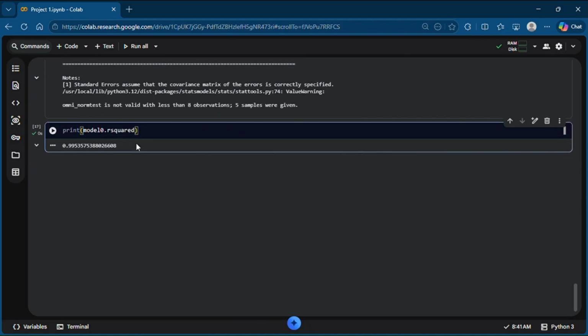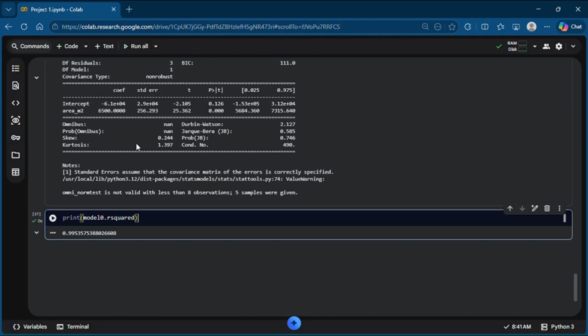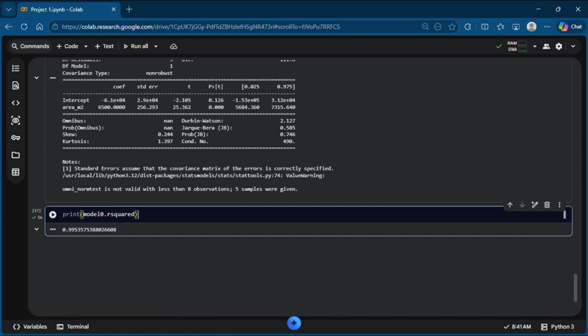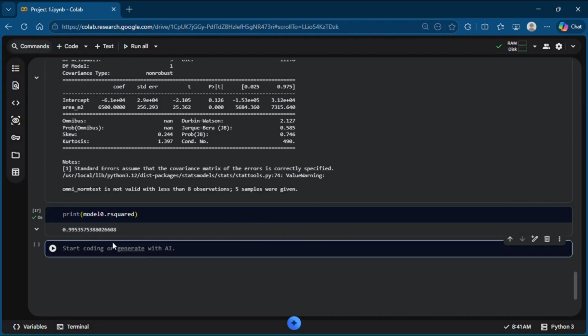Okay, here is the R squared, right? So notice that when we associate the price with the area, we have an R squared of 0.9. That means these two variables have a good explanatory relationship, right? Now, as I previously mentioned, let's go to the residuals.